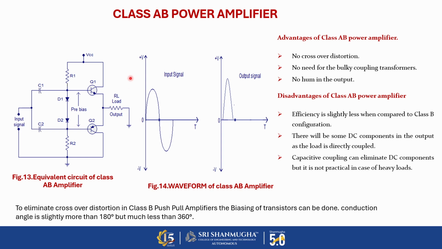The input and output waveforms of the class AB amplifier are given here. We are applying the full input signal to the power amplifier, and at the output the crossover distortion is avoided in the class AB power amplifier circuit. The advantages of the class AB amplifier are that there is no crossover distortion and no need for the coupling of transformers. We are using only the pre-biasing stages, that is D1, D2, and then Q1 and Q2 as the main elements of the class AB amplifier. The disadvantage is that the efficiency is slightly less when compared to the class B configuration.